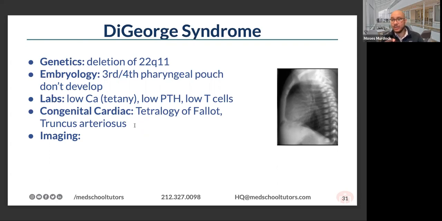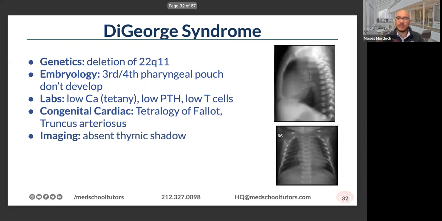On the last slide, you saw sort of a front-on view of the chest. Here we have a lateral view. And what you're noticing is that there's the absence of a thymic shadow, right? So normally, and this is a normal child, the thymus is prominent on the chest X-ray.